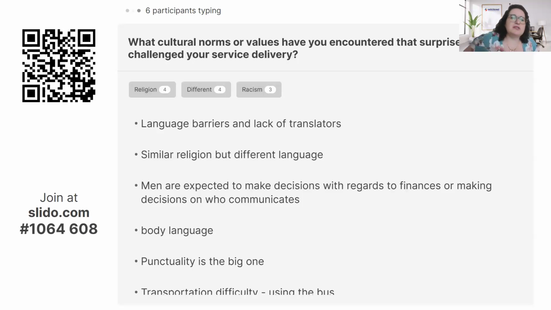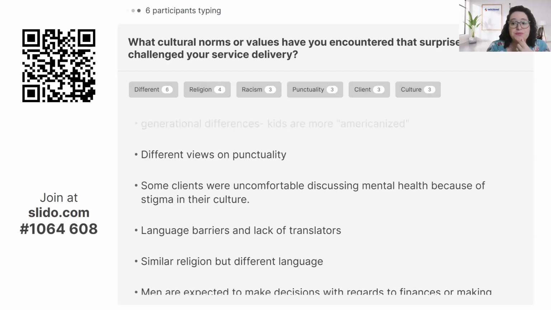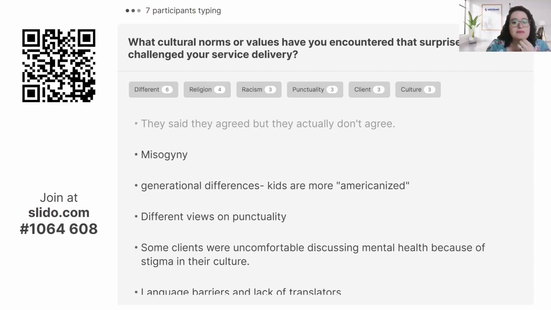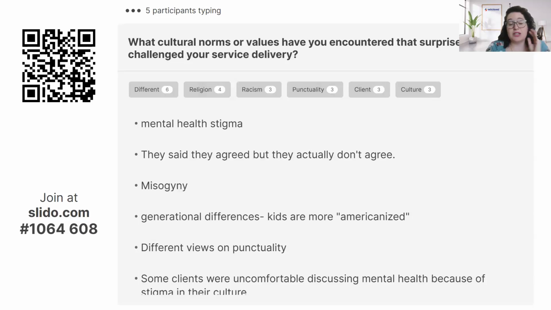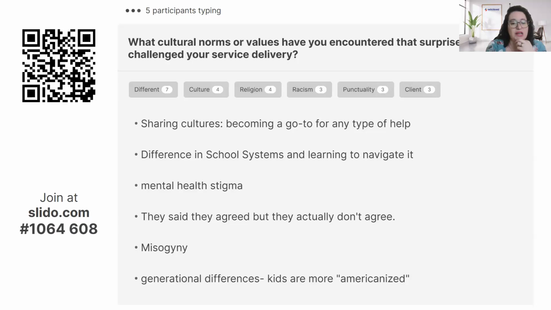Language barriers and lack of translators. We're going to talk about interpretation, but that's definitely one that can be really tough. Similar religion but different language, generational differences, kids are more Americanized. Yeah, so your relationship with the kids is going to look different than the parents, than maybe the grandparents. And what does that mean for your service delivery?